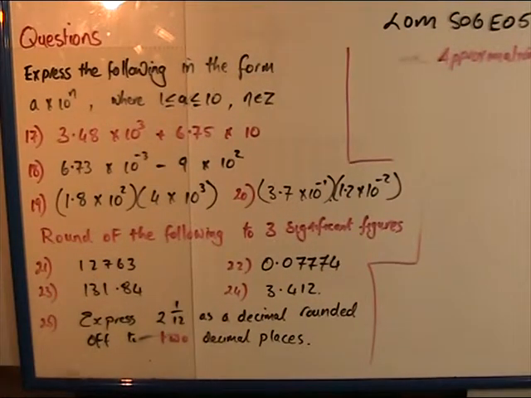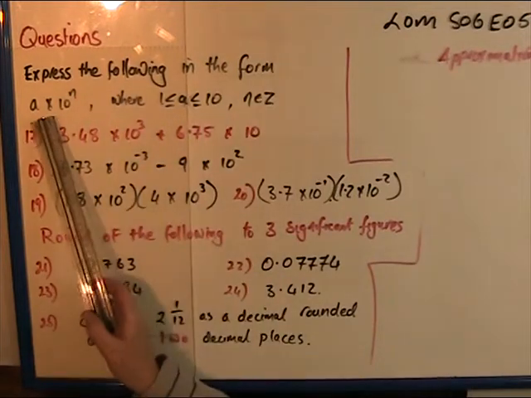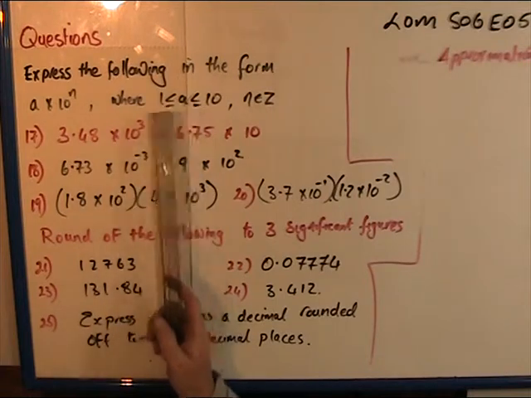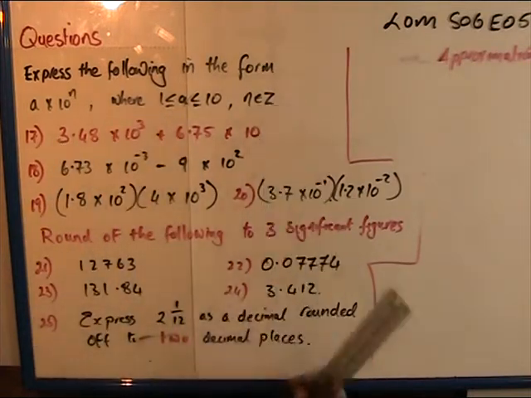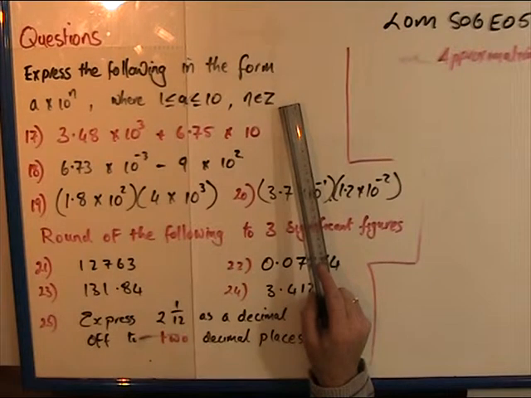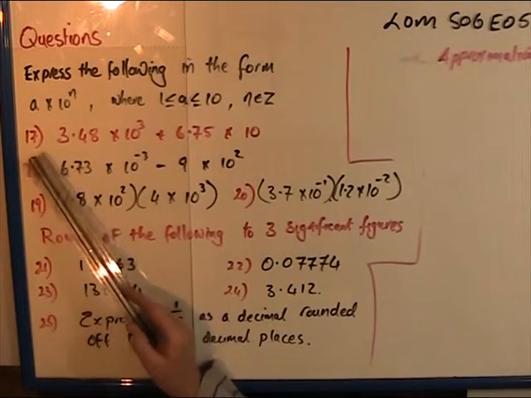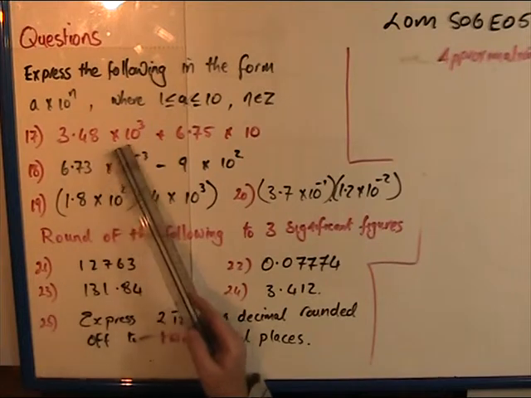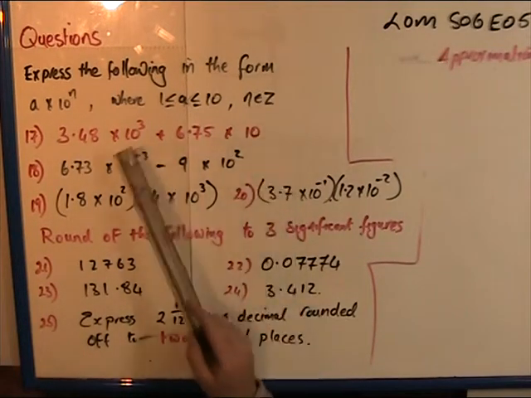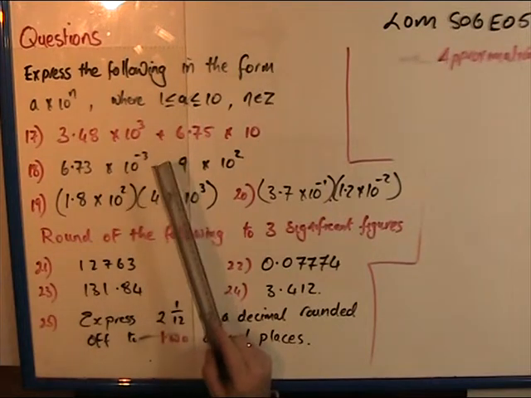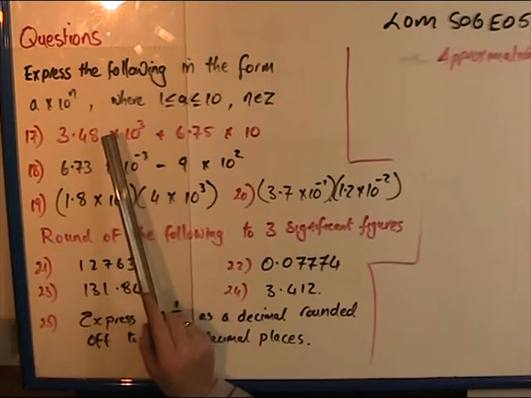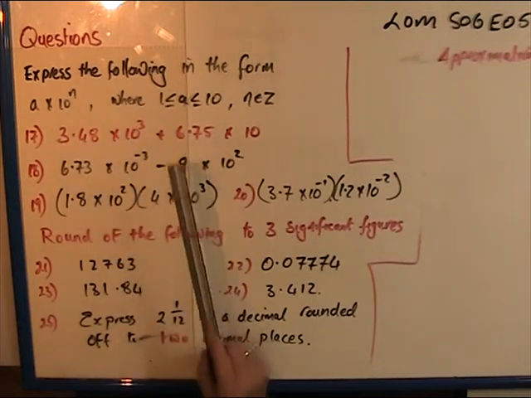Now, express the following in the form of a multiplied by 10 to the power of n, where a lies between 1 and 10, and n is an element of Z, which is an integer. Okay, it's a whole number, plus or minus. Now 3.48 multiplied by 10, plus multiplied by 10. Okay, so we have to make them out and then multiply them out, and then add them. Okay, so you have to get them relative. So this is going to move 3 places, and then you add this.